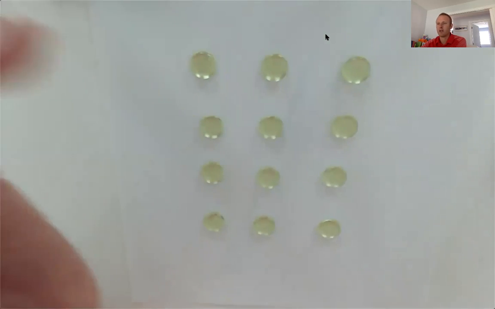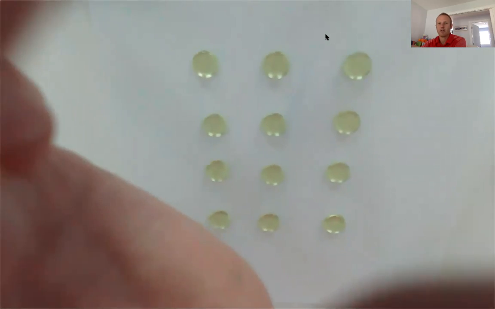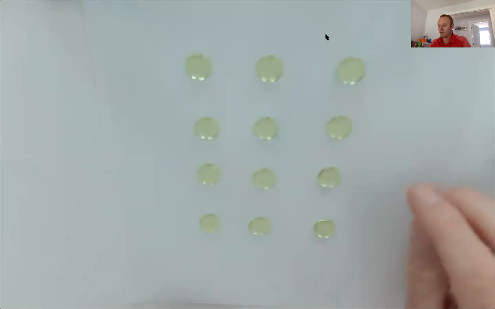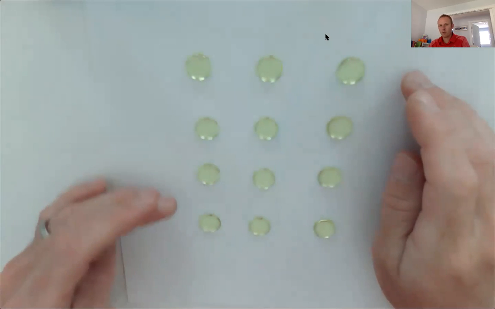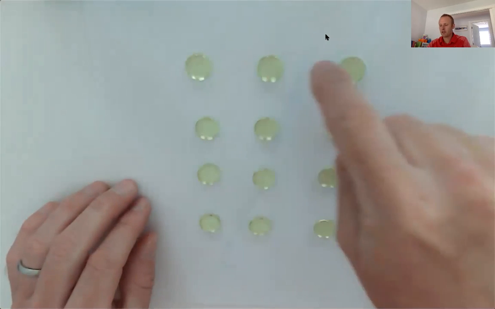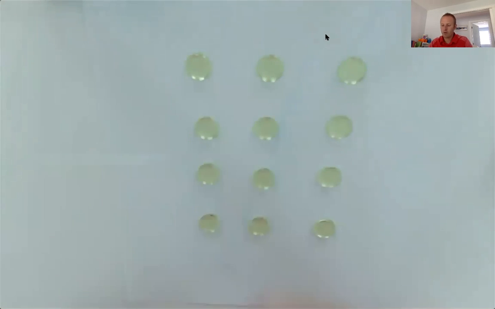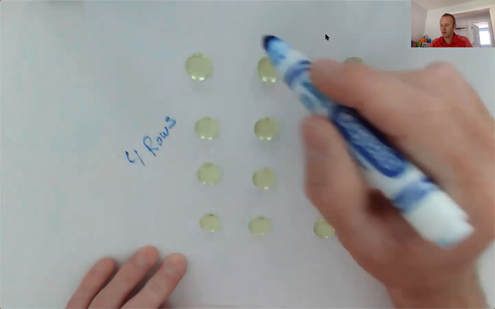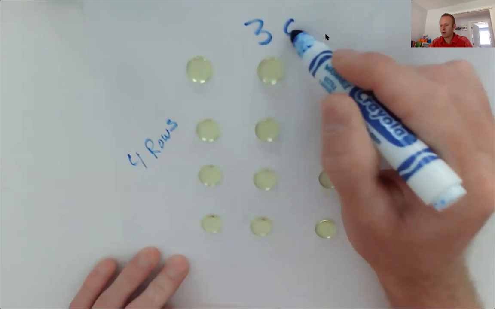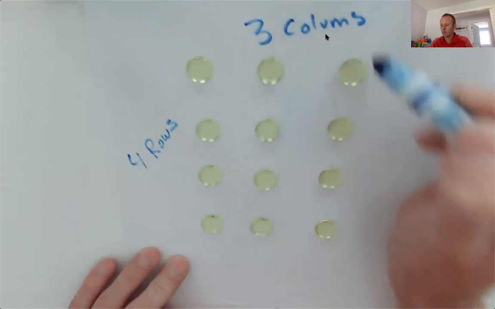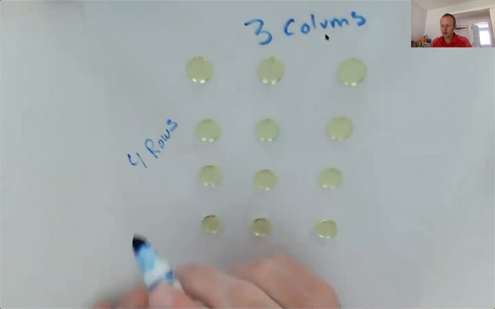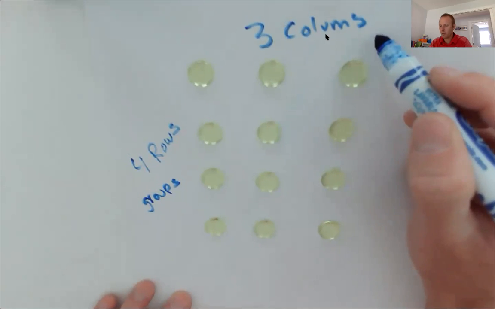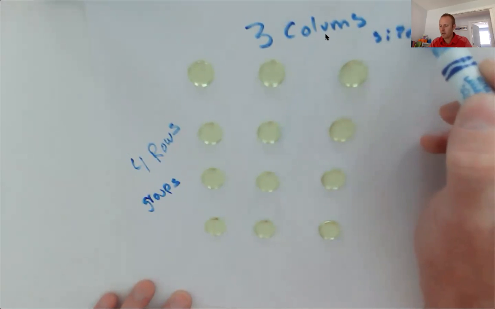Hope you can see that okay. I know the camera's slightly blurry. There's not much to focus on here, given the colors. But we have 4 groups, 4 rows, times 3 things in each row. So we have 4 rows, and we have 3 columns. Again, the rows are the groups. The columns are the size of the groups.